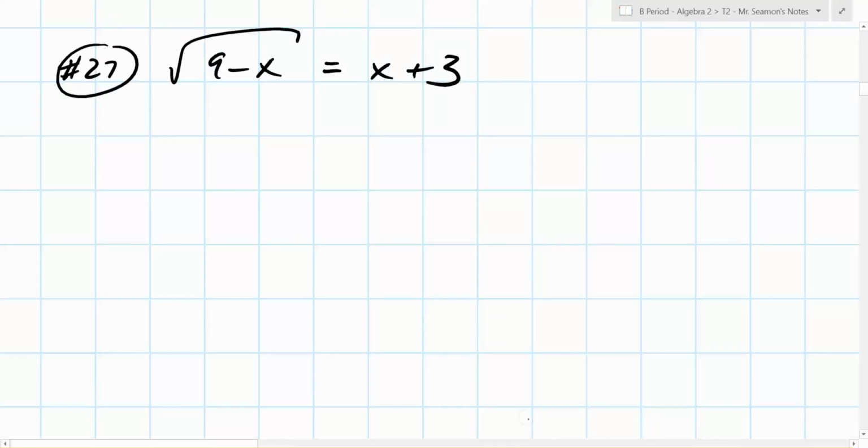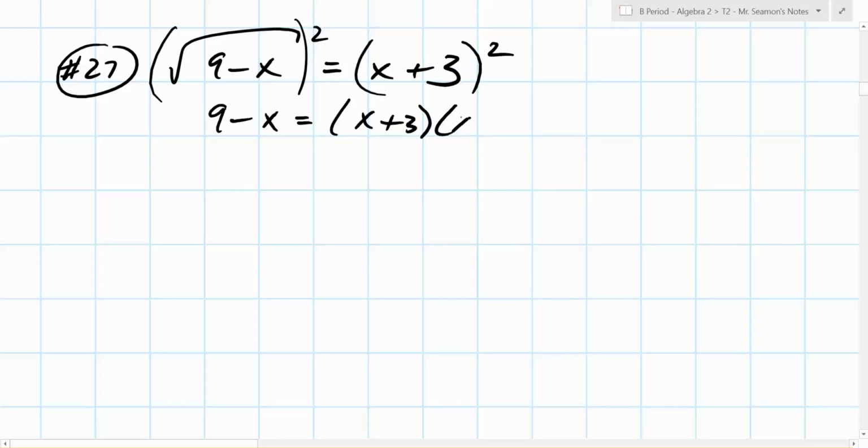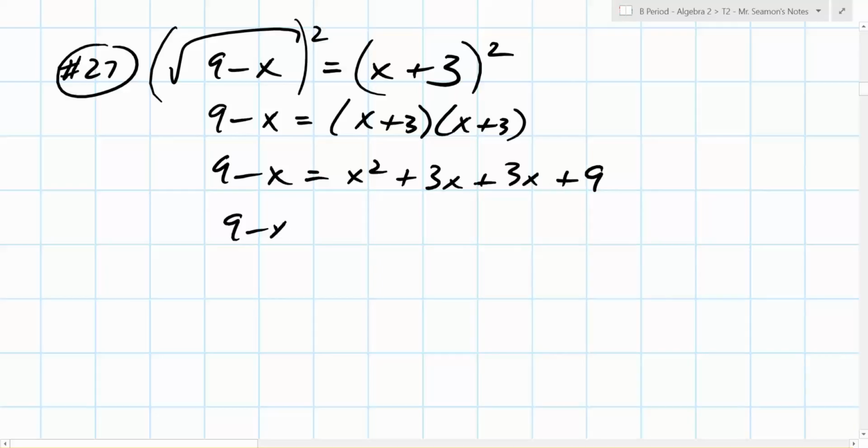That's slightly more complex about this one. What's slightly more complex? You have to multiply x plus 3 times x plus 3. You square both sides. It's really important that you square both sides. The radical is isolated. We did this one in class. When you square this, you end up with 9 minus x is equal to x plus 3 times x plus 3. So you have 9 minus x is equal to x squared plus 3x, plus 3x, plus 9. So 9 minus x is equal to x squared plus 6x plus 9.